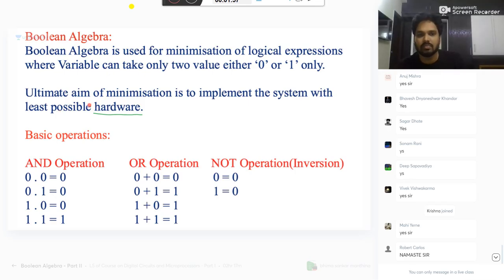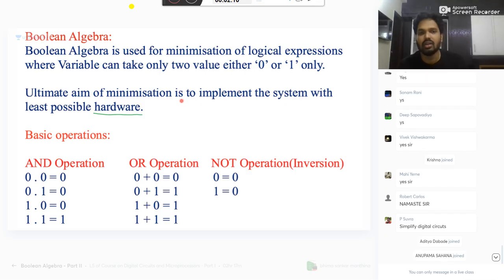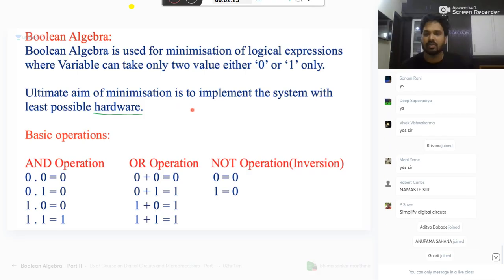You should implement with least possible gates or least possible hardware, which will save your cost, everything. Sometimes maybe more hardware is required to implement faster. Less hardware need not be faster, those things we discussed. But ultimately we should minimize the expression, because if the same function can be implemented with 100 gates or 10 gates, which one is better? Definitely you can say 10 is best.